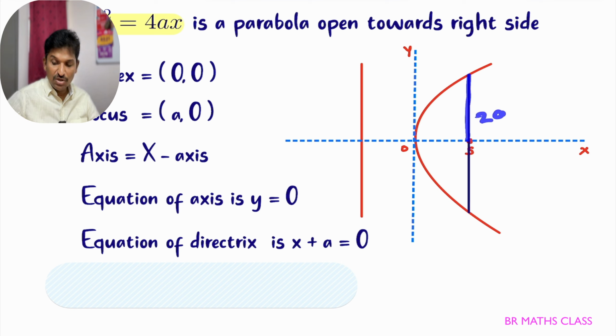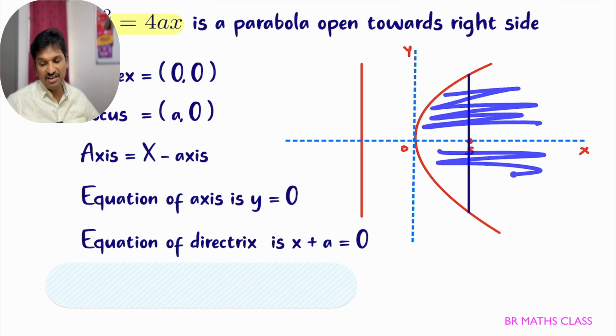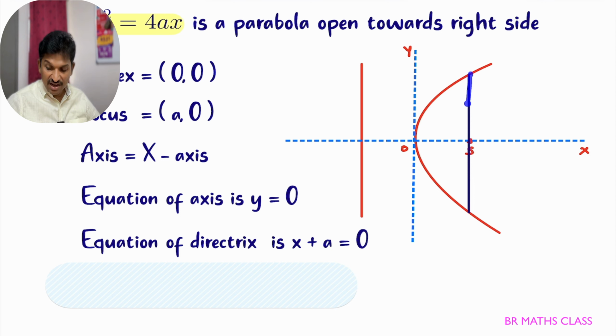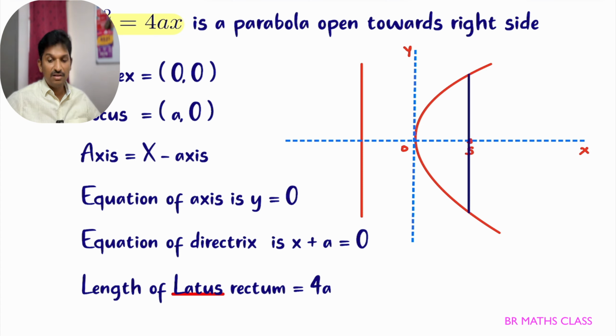As we discussed, the parabola is symmetrical about its axis. That means this area is the same as this area, and this length is the same as this length. As this length is 2a, this length is also 2a. So what is the length of the latus rectum? It is 2a plus 2a, that is 4a. So see here, the length of latus rectum is 4a.